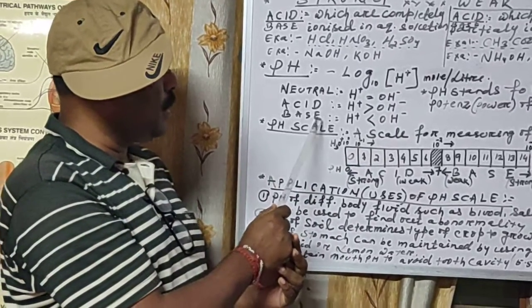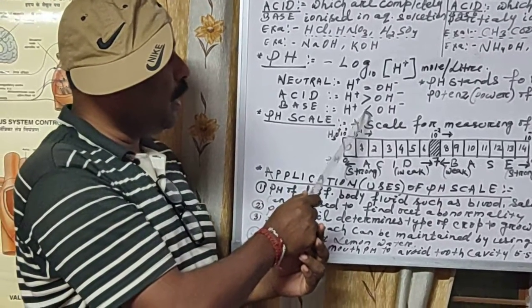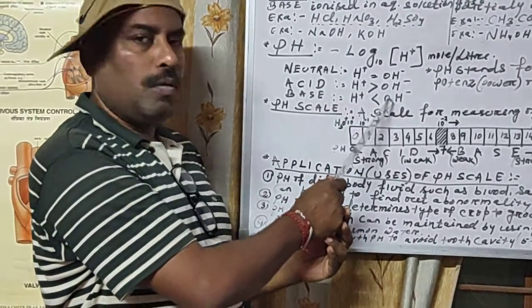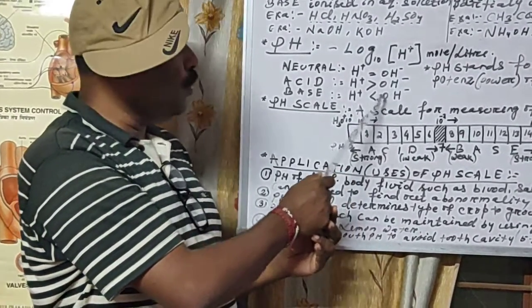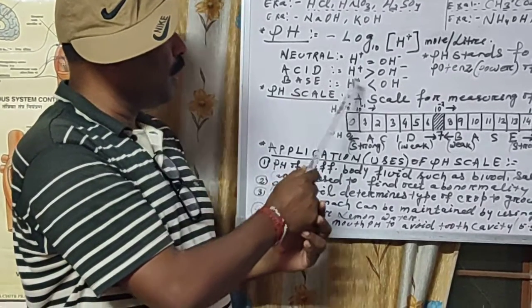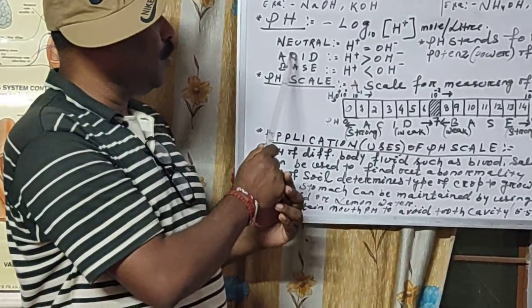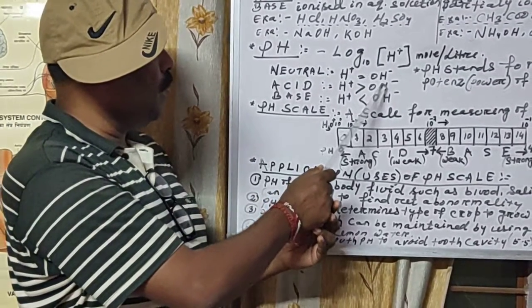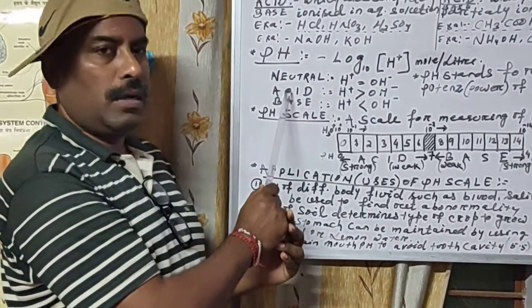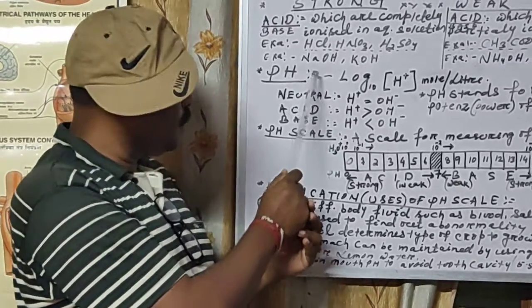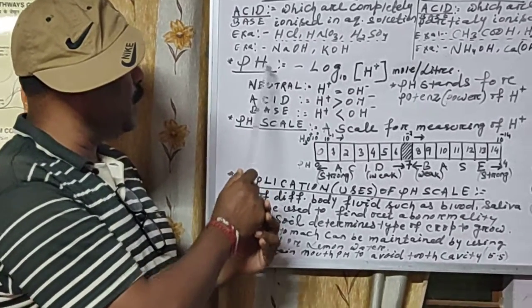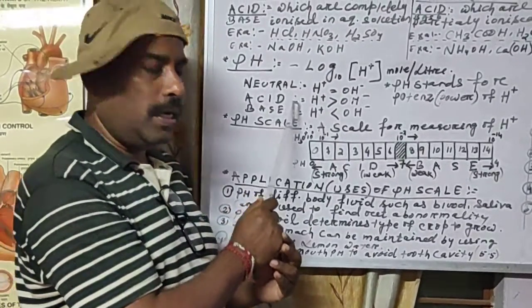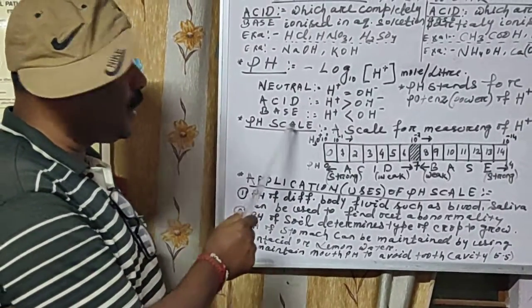That means if hydrogen ion is more in the substance, then the substance is more acidic. Similarly, in the base, hydrogen ion is less than the hydroxide ion, H plus less than OH minus. So more the OH minus, more the base; more the H plus, more the acid; less the H plus, more the base; and more the OH minus, less the acid. So this is the relationship between pH of neutral, acid and base. I think it is clear. Let us go to the pH scale again.